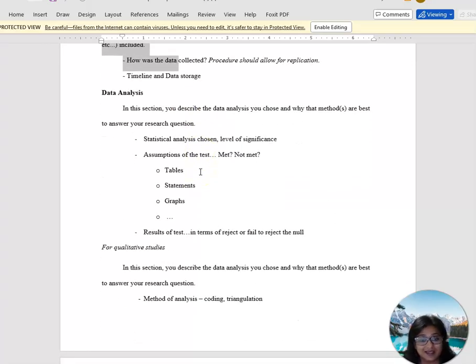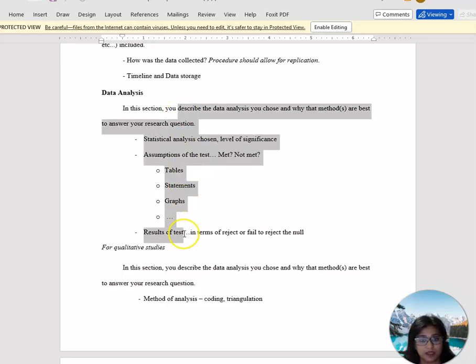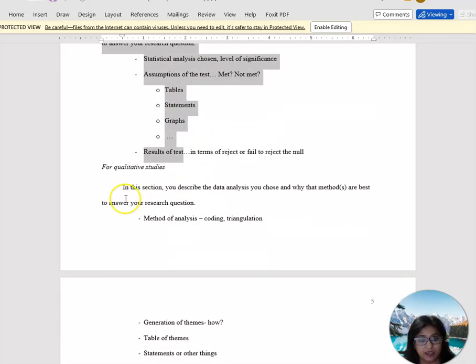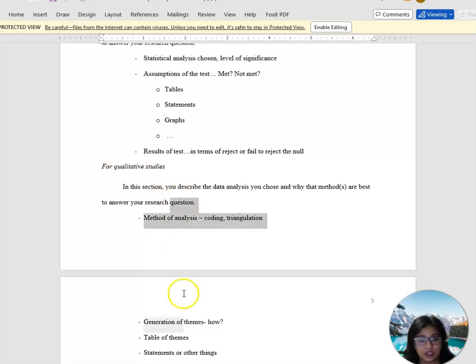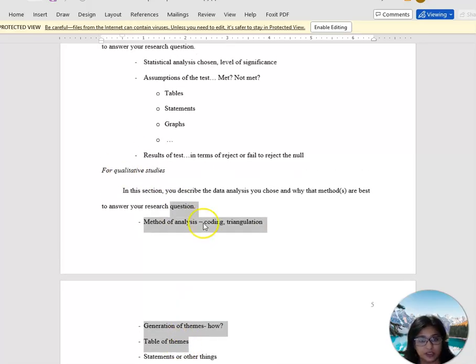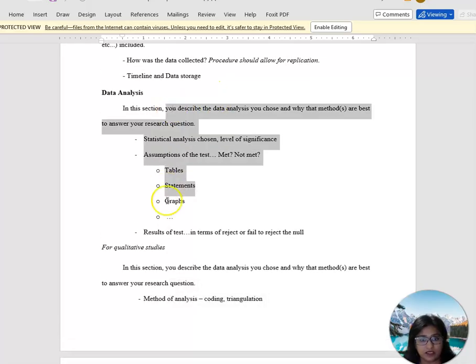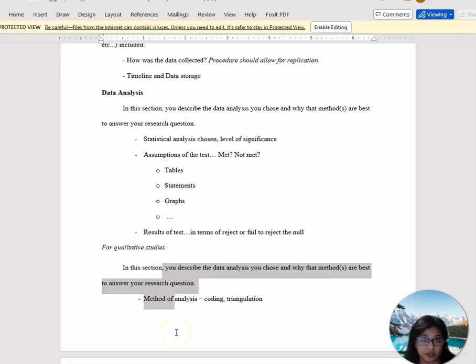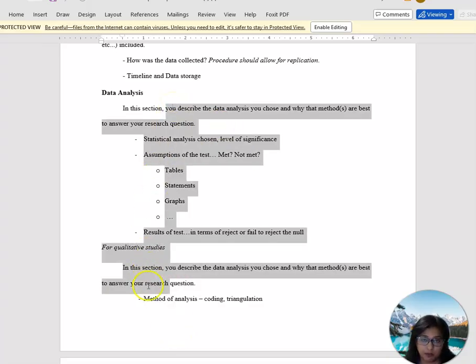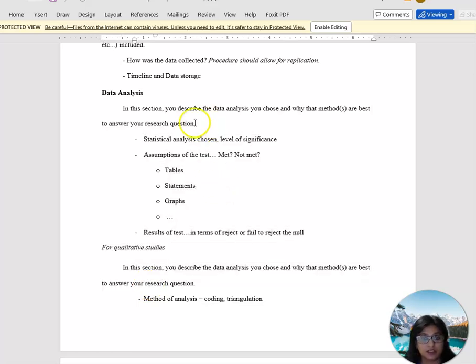The data analysis is separated into two sections. The first part is common for everybody. If you have a quantitative study, you're going to be doing this section. And if you have a qualitative study, you're going to be doing this section. If you have both, then you'll be doing both sections. Statistical tables, the assumptions, the final reports that are generated, all of that goes here.